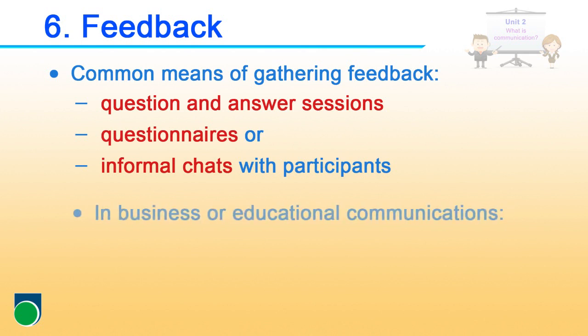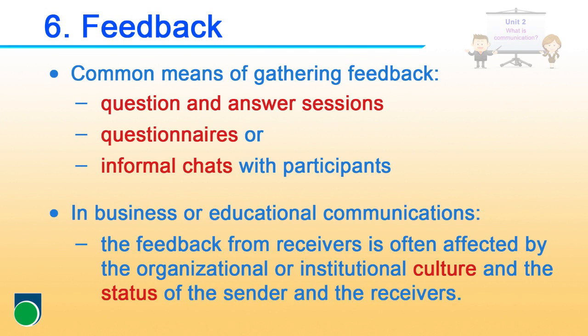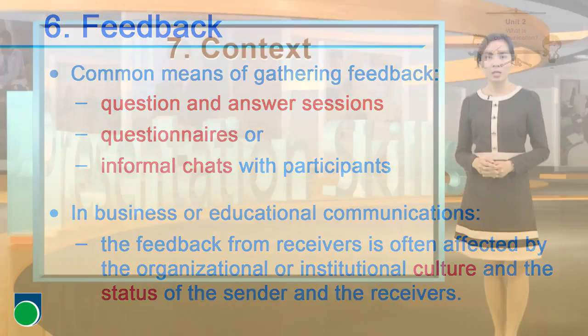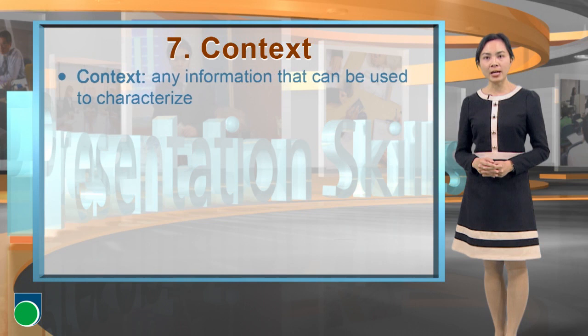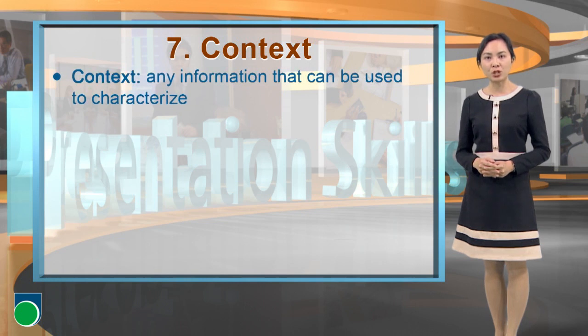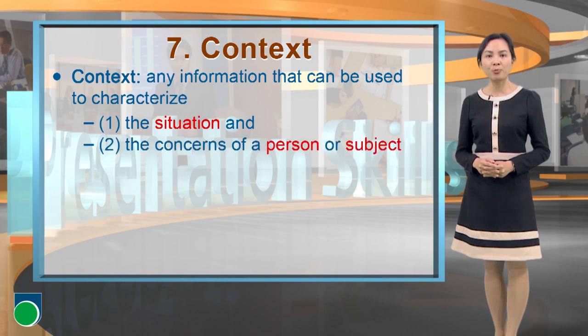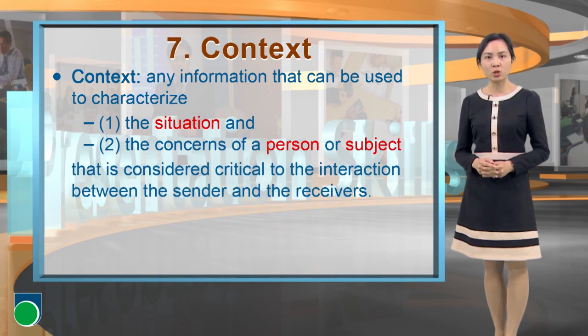participants. In business or educational communications, the feedback from receivers is often affected by the organizational or institutional culture and the status of the sender and the receivers. Generally, context is defined as any information that can be used to categorize the situation and the concerns of a person or subject that is considered critical to the interaction between the sender and the receivers.